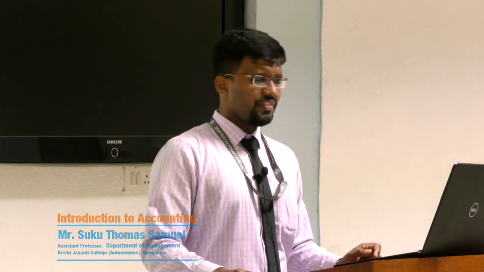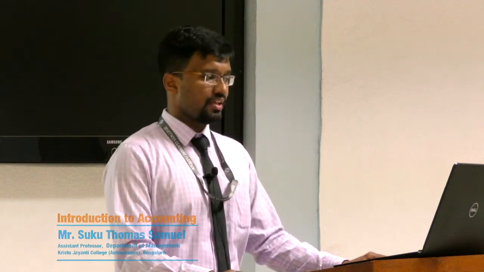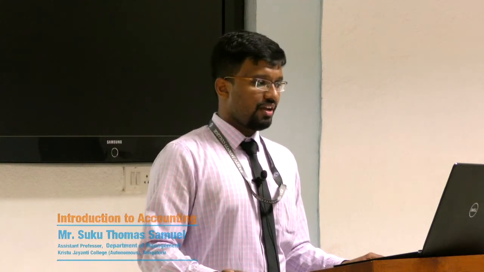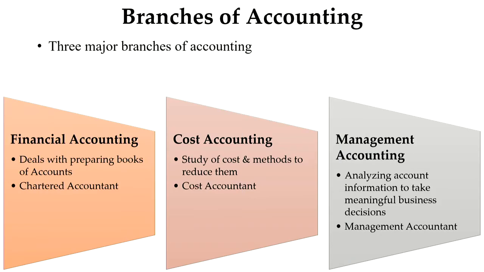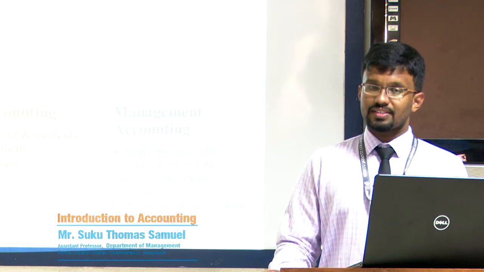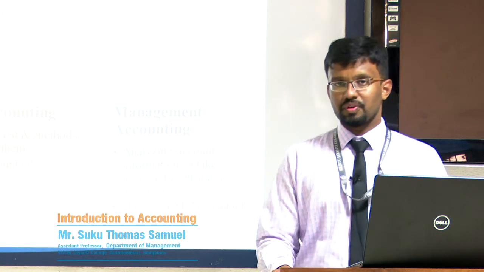Moving on, there are three major branches to accounting. The three branches are financial accounting, cost accounting and management accounting. Financial accounting deals with bookkeeping and preparation of final accounts. Cost accounting deals with the study of cost and how to reduce this cost. Management accounting uses accounting information to take business decisions. So like I said, once again, there are three branches of accounting.